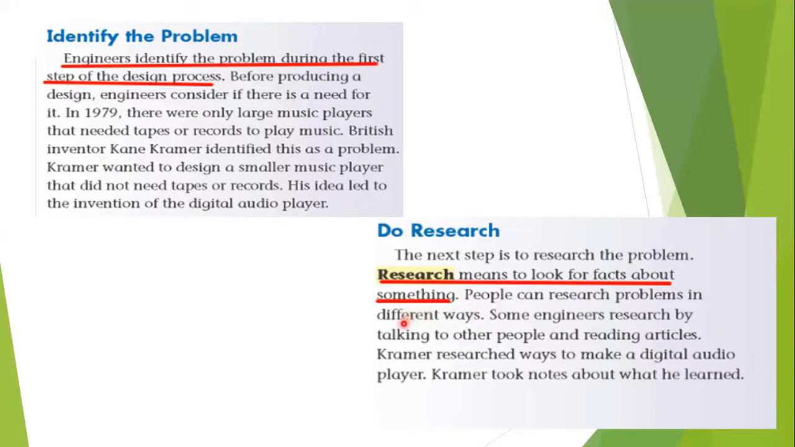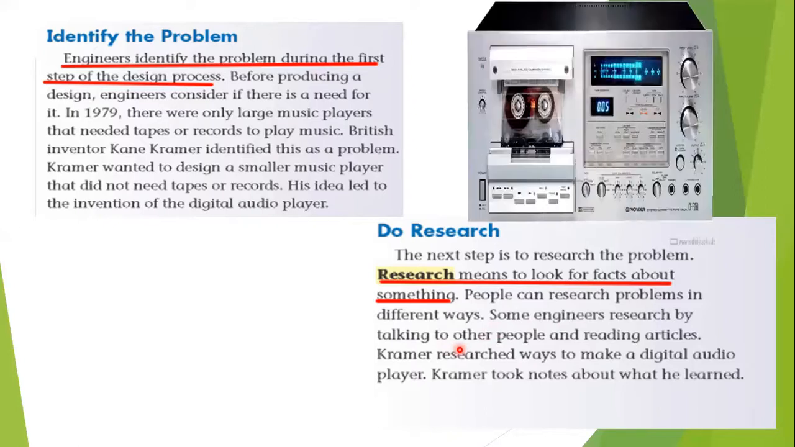People can research a problem in different ways. Some engineers research by talking to other people and reading articles. Kramer researched ways to make a digital audio player. So Kramer took notes about what he learned. Here you have a large music player with tapes. This is tape, okay? But Kramer wanted to design another digital player without these tapes.